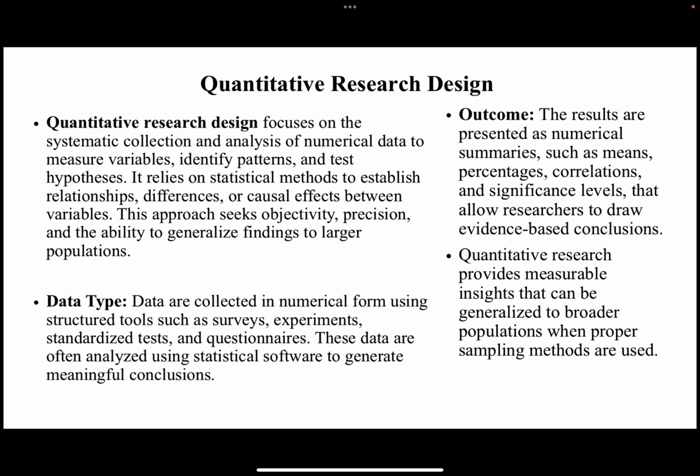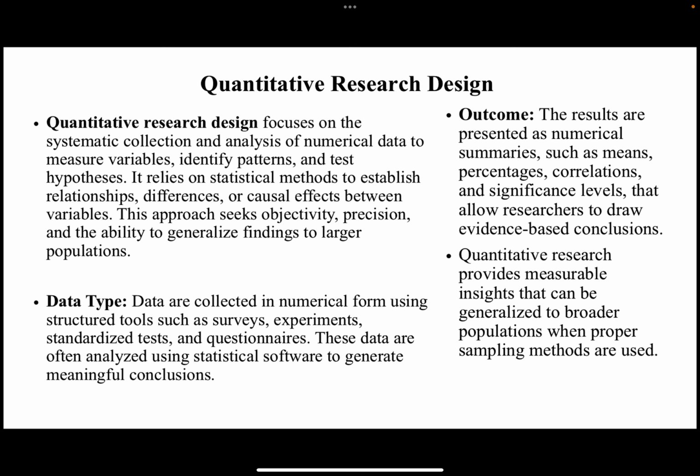Now, we are going to talk about the various types of research designs. Now, what I want you to understand is that we have three main types of research design.